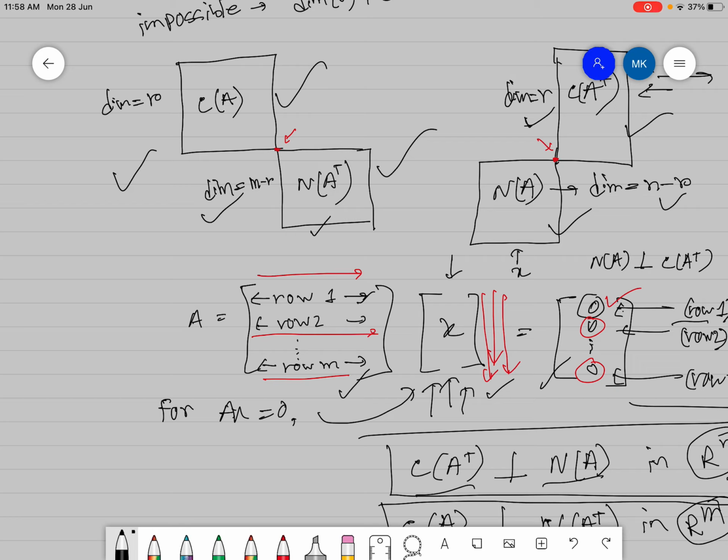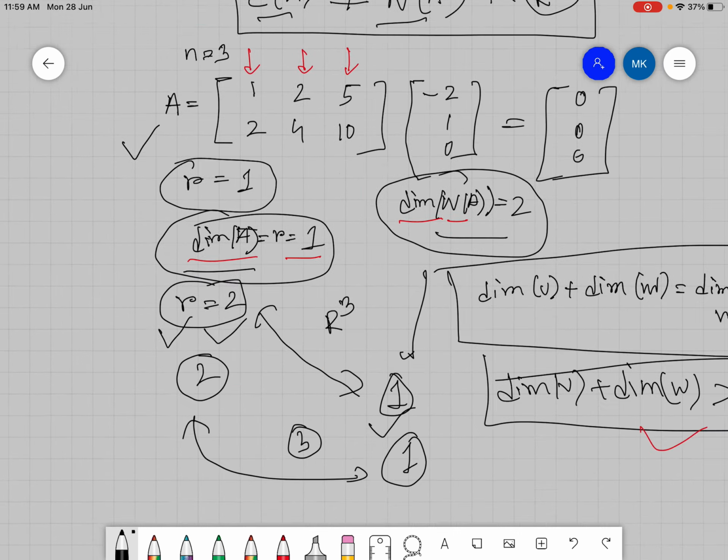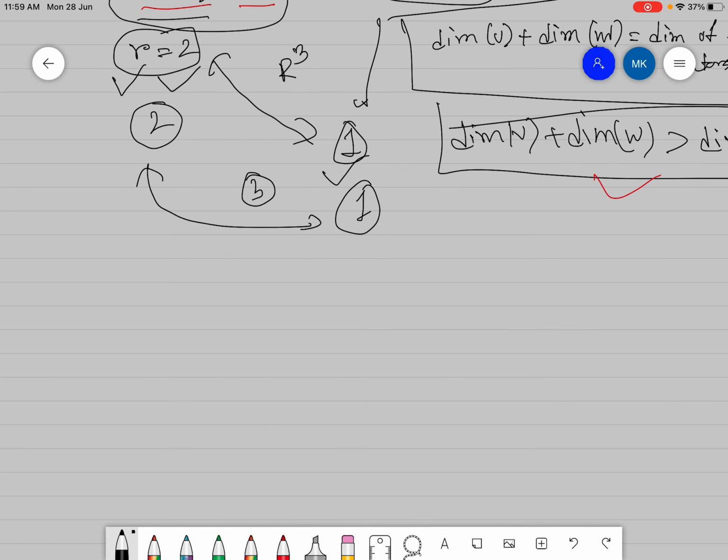So this is the main takeaway from today's class: if two subspaces are orthogonal to each other, then combined they fill up the whole vector space, or their dimensionality actually equals the dimensionality of the whole vector space. With this we will be starting our next topic, projection.